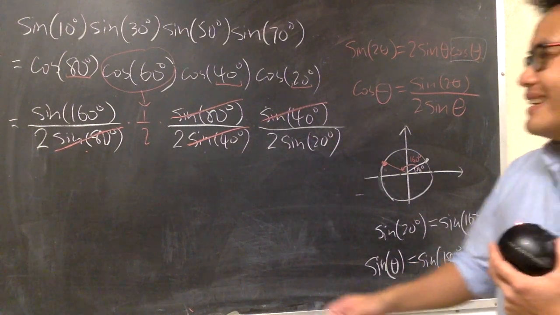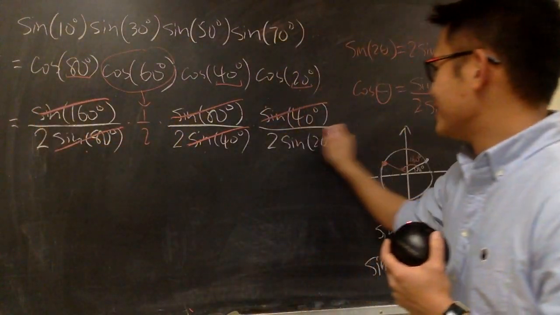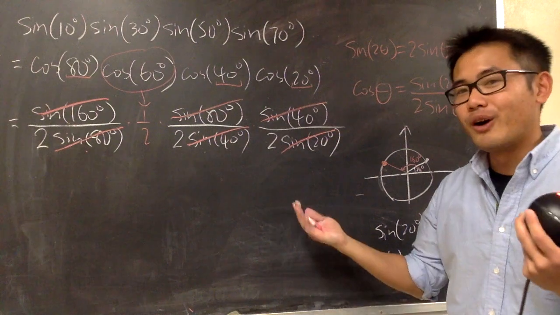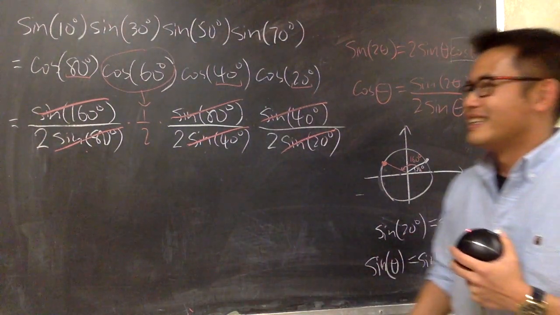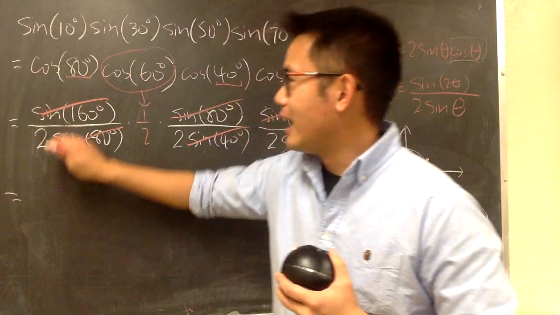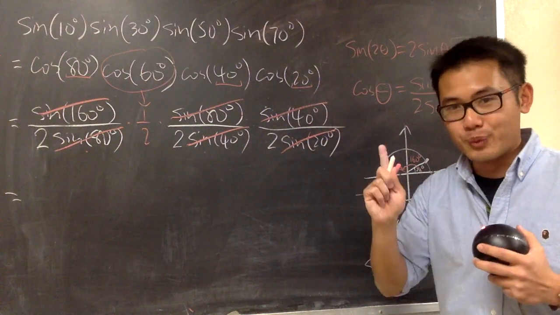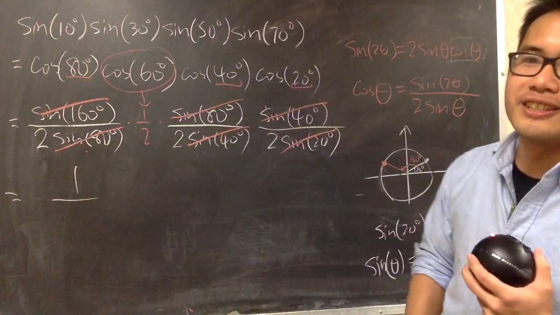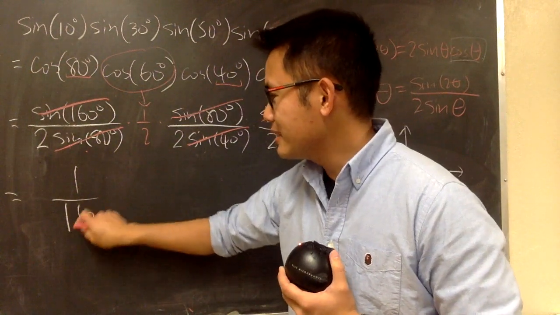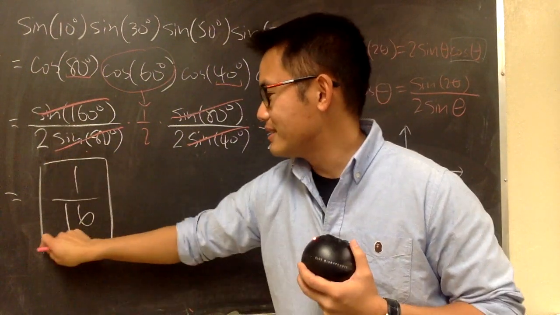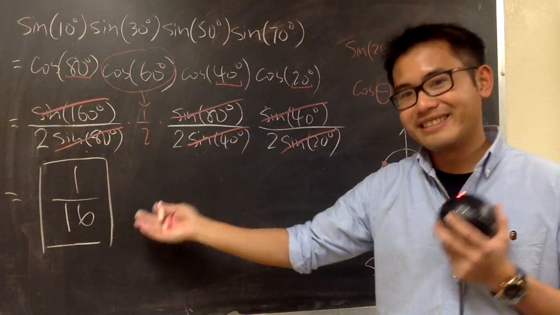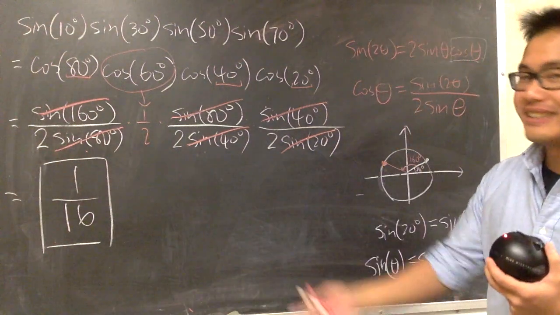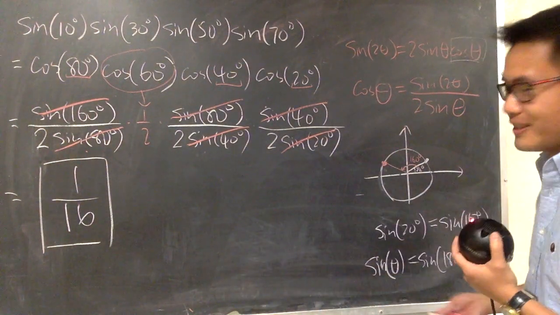But anyway, this and that can be cancelled as well. That's all I'm trying to say because of this. Okay, now, on the top, we have nothing but just 1. On the bottom, we have 2 times 2 times 2 times 2. Of course, that will give us 16. Finally, the answer is just 1 over 16. That's it. It's so much fun with all this, right?